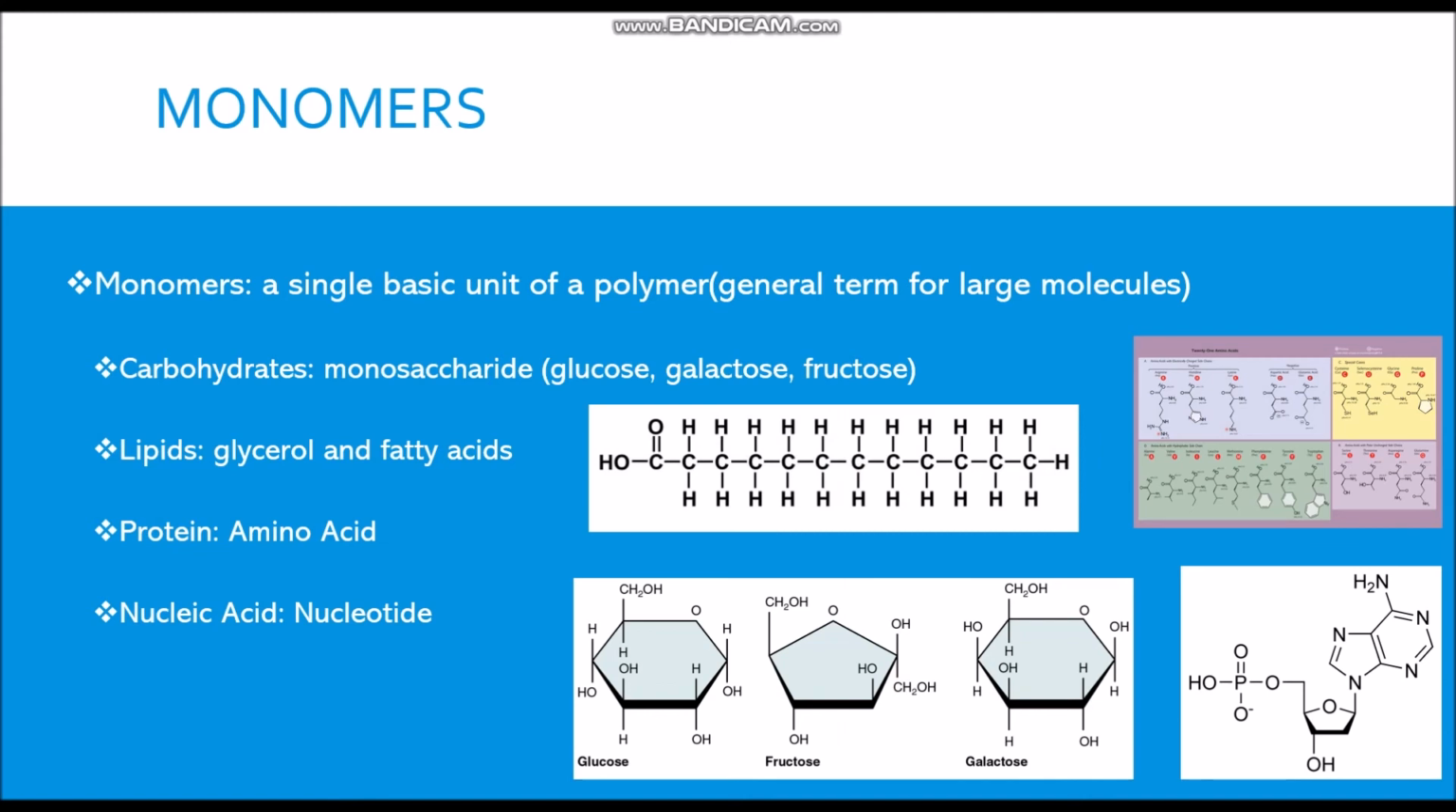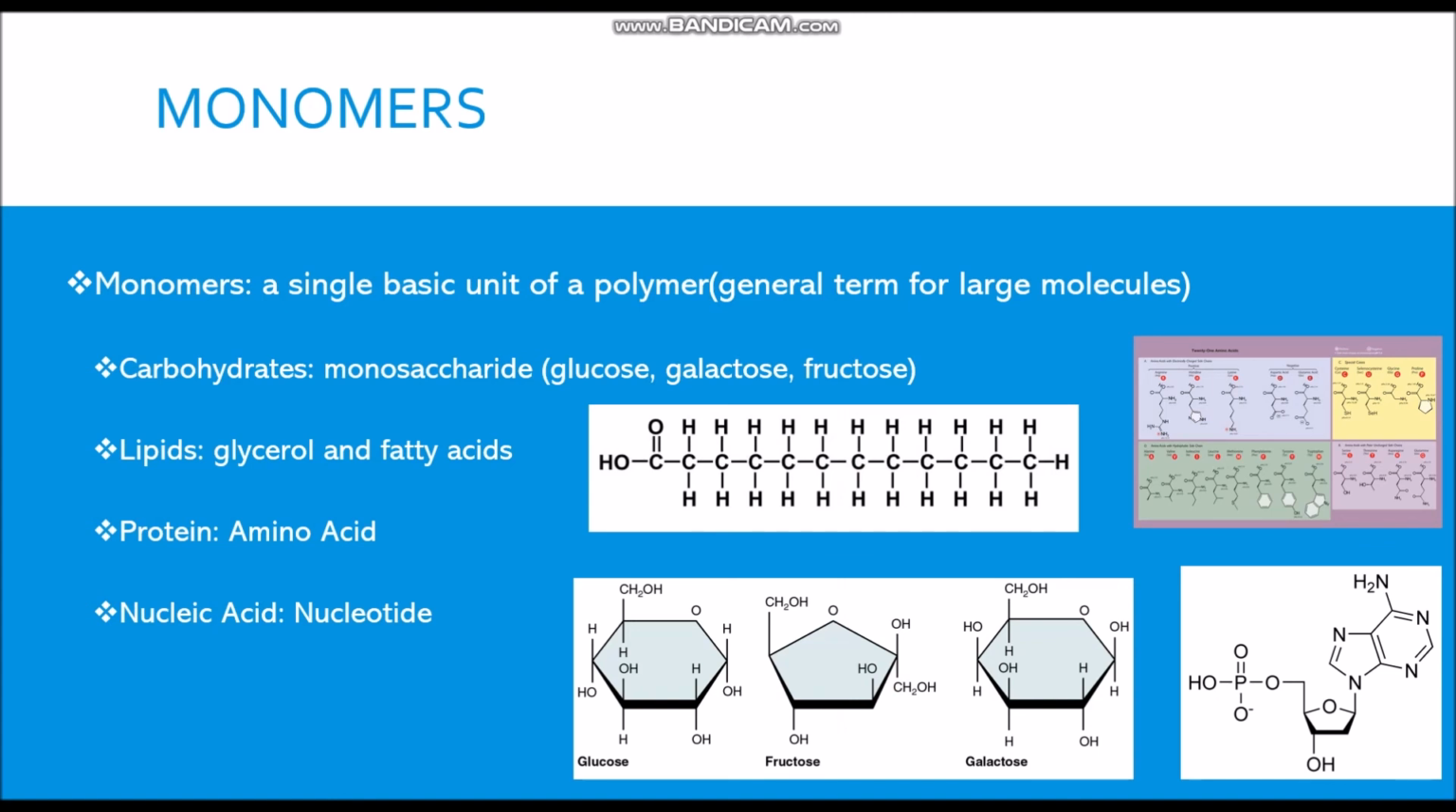So I'm gonna list each monomer for each macromolecule here. So carbohydrates, the monomer is the monosaccharide. So as you can see from the 4 pictures, the one on the bottom left, that is the 3 monomers. So there's glucose, galactose, and fructose in the middle. And then for lipids, it's glycerol and fatty acids. So right above the picture of the monosaccharides is an example of a fatty acid.